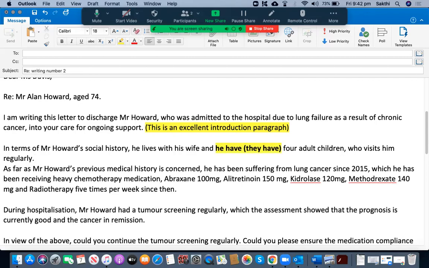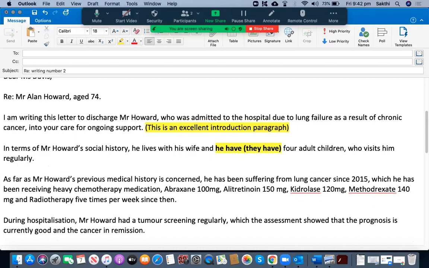So you should have said either they have or he has. Because he doesn't go with the have, he goes with the has. Only they goes with the have. Four adult children who visits them. It's not who visits them, but who visit them, because that's a plural noun, right? If I said he has, I said who visits him.